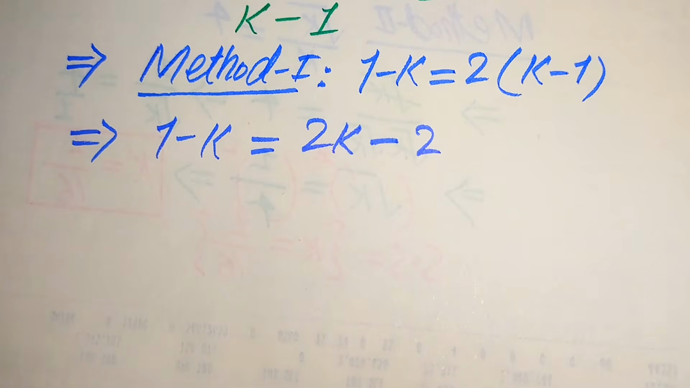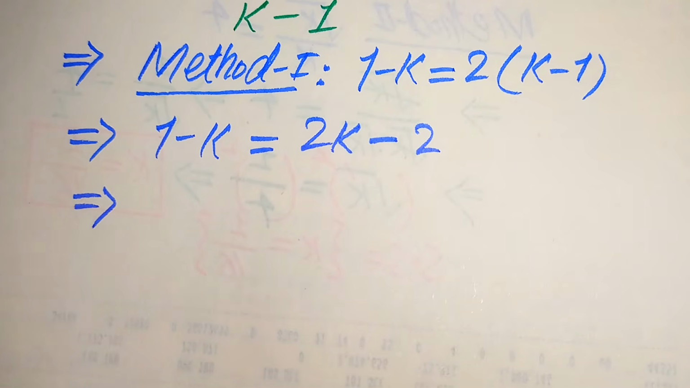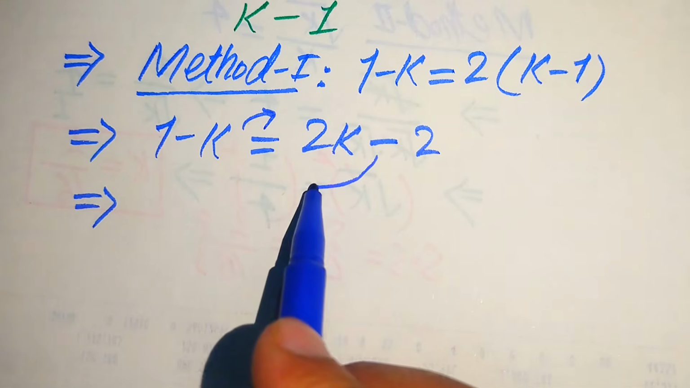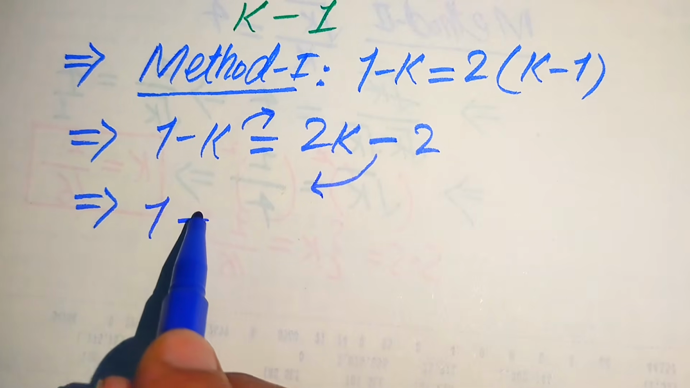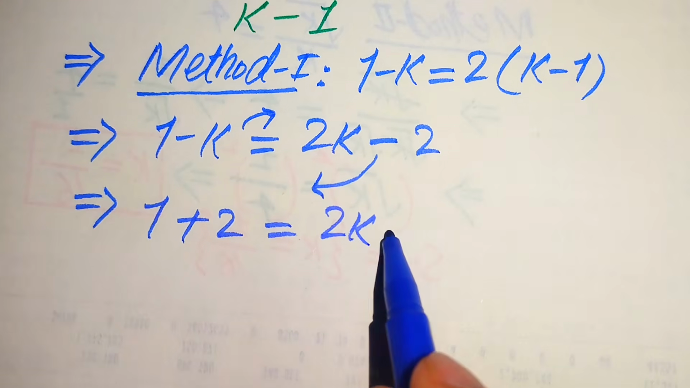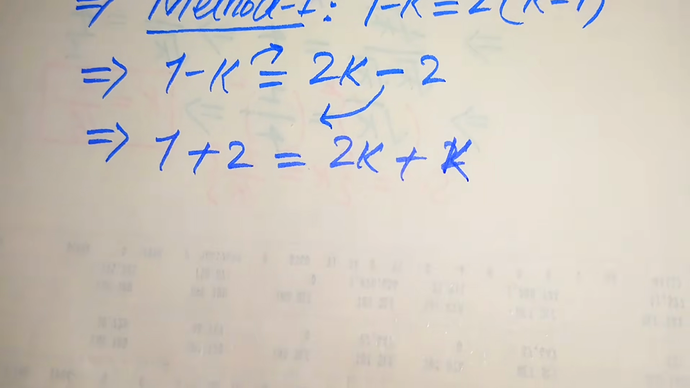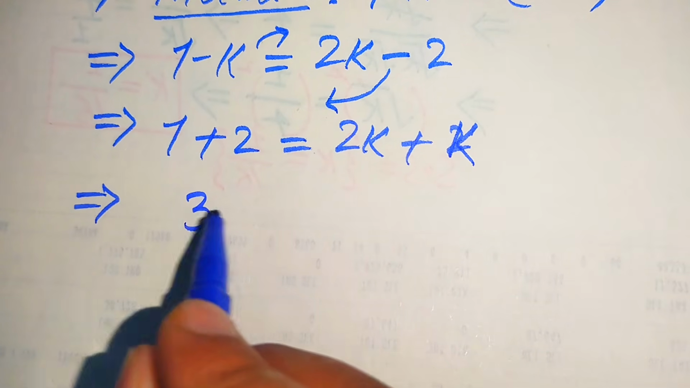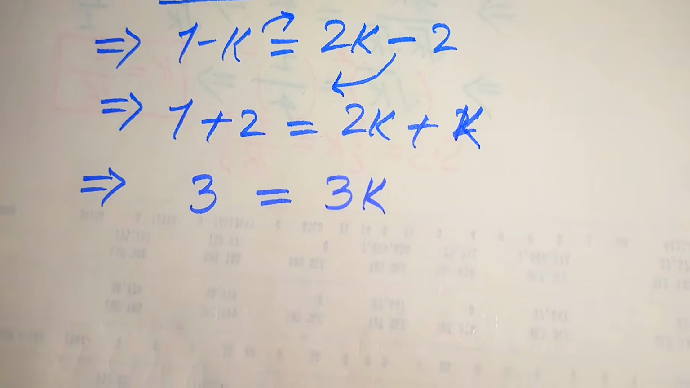And further in the next step we move the variable terms to the right hand side and we move the constant terms to the left hand side. This means that we move this -k to the right hand side and we move this -2 to the left hand side. So this -2 becomes here +2, equals, this -k, when we move it to the right hand side, becomes +k. Further in the next step, we add or subtract the like terms, and we have 1 + 2 becomes 3, equals 2k + k becomes 3k.